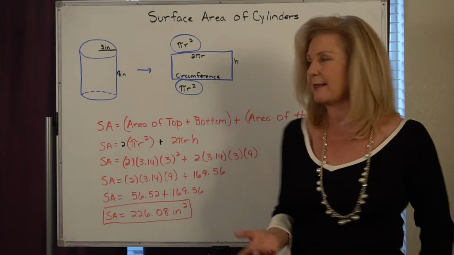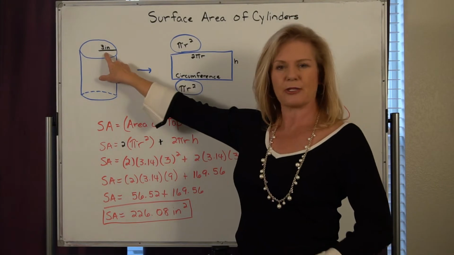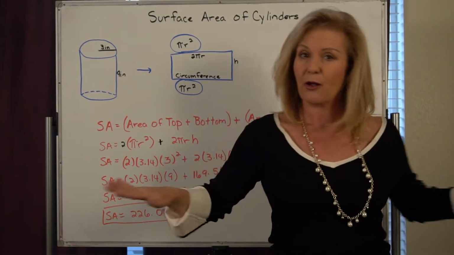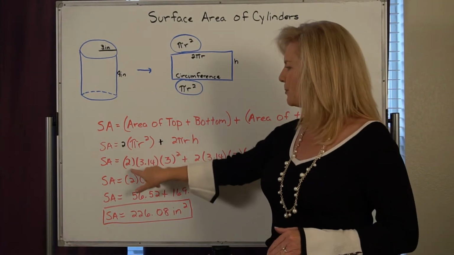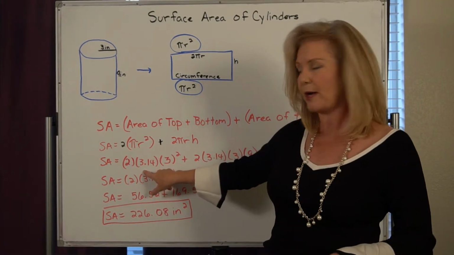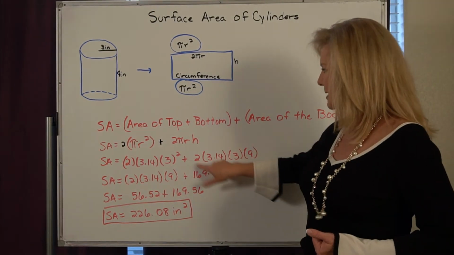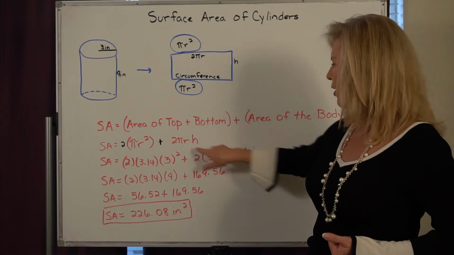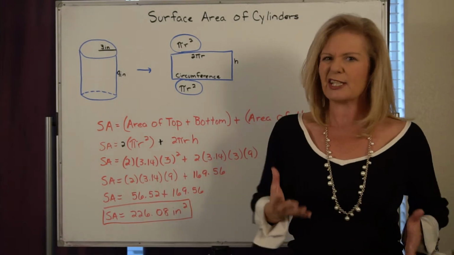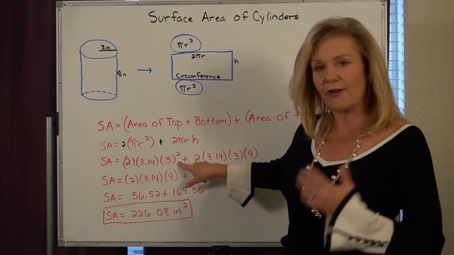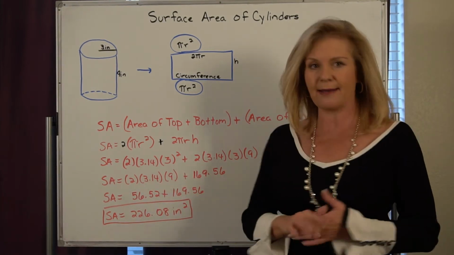Now I simply plug in the numbers that go with it. So I know that my radius is 3 and I know my height is 9, and that's all that they're ever going to give you on a cylinder. So 2 pi, I use 3.14, my r is 3, and I've got to square it. And I know 2 is 2, pi is 3.14, r is 3, and my height is 9. Once you've plugged in the figures, then it's really easy to calculate. Now we have to follow order of operations, so I have to do my exponent first. So 3 squared is 9.